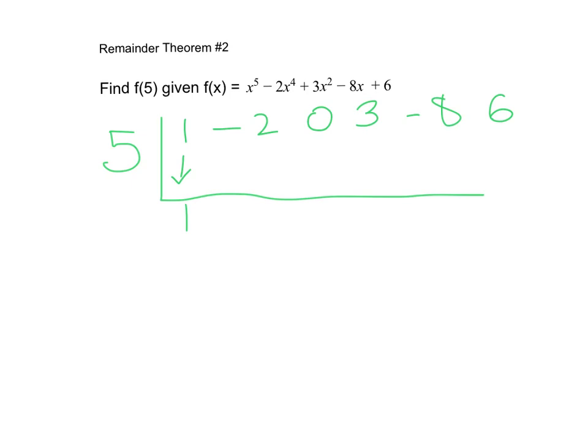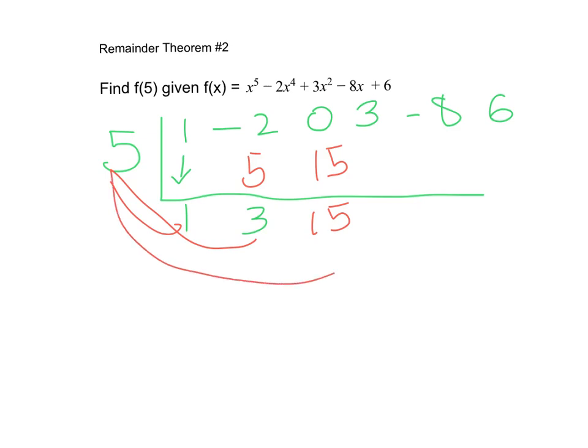I put a 1. Now I'm going to multiply. So that's 5. I'm going to add 3, multiply 15, add 15, multiply. Hold on, I'm going to multiply that, not there. So I'm going to multiply, so it's 45. Or no, 75, sorry. Add 78. Okay, multiply again.